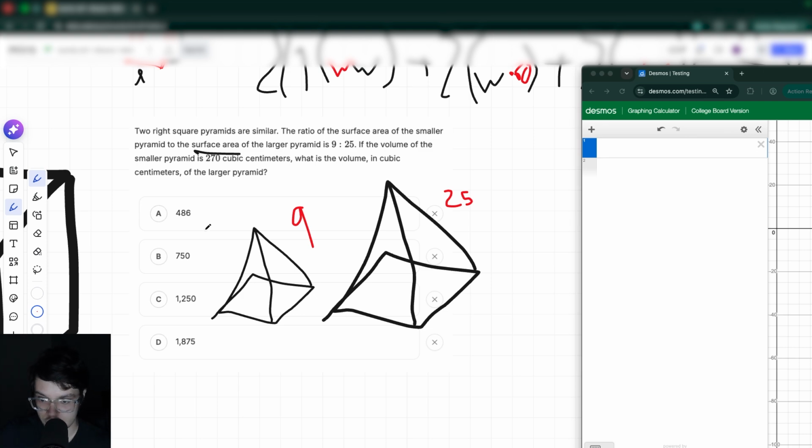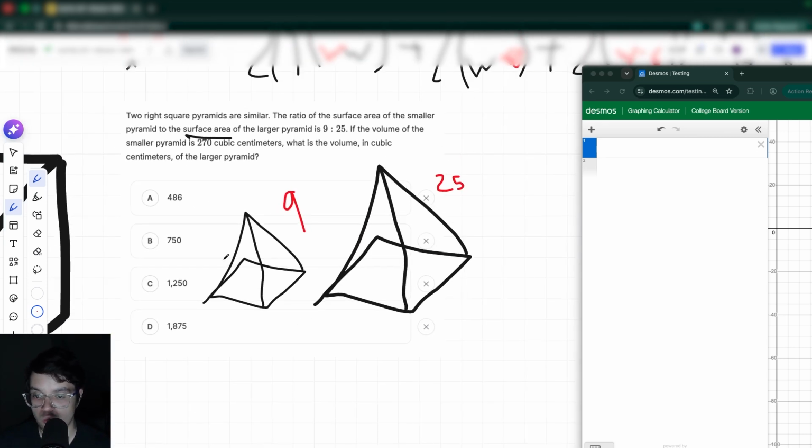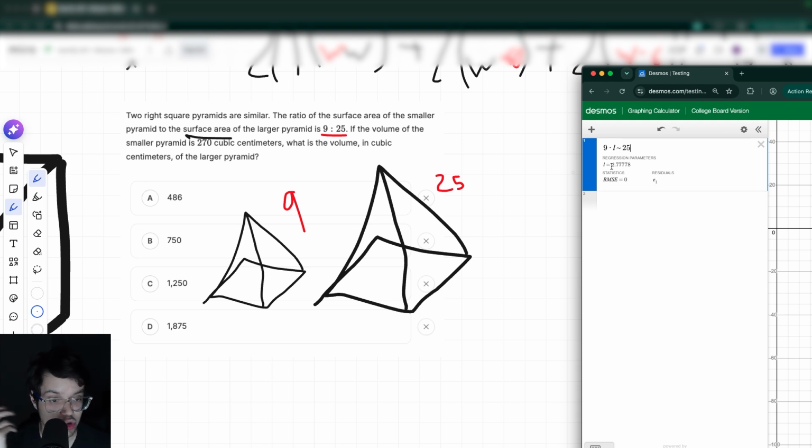Okay, the first thing we were trying to do, like I said before, is trying to find what would be the linear scale factor, aka what would we have to multiply each side by for this one to get to the bigger one. We have this 9 25 thing. It's kind of a confusing way to write this, but let's think what would that really be saying here? Basically, it's saying if we have 9 as the surface area for the first one, we would have to multiply it by some random number, let's just call it L, to get to 25. And so that random number would be 2.777.